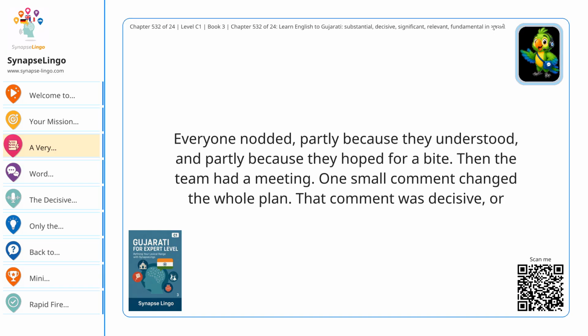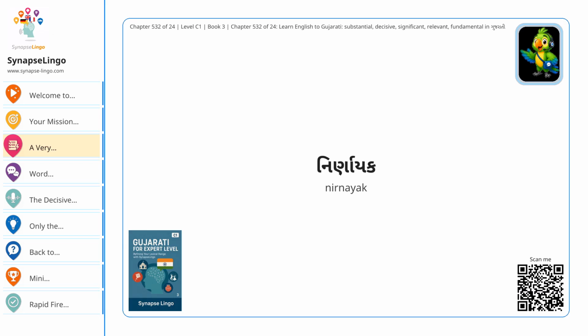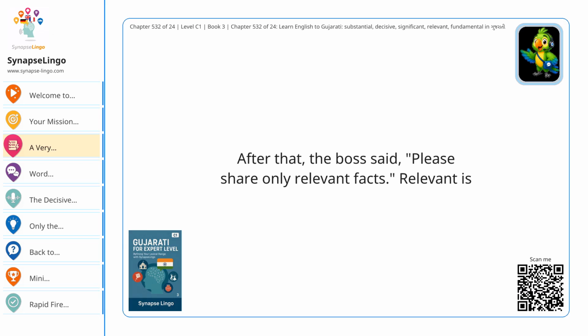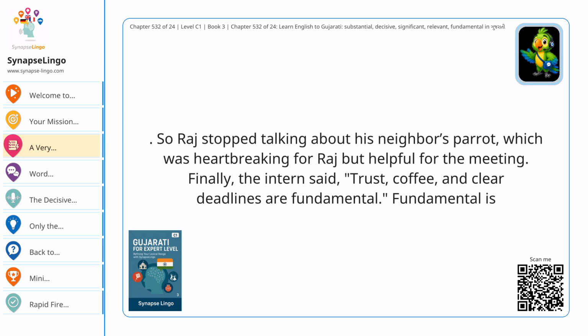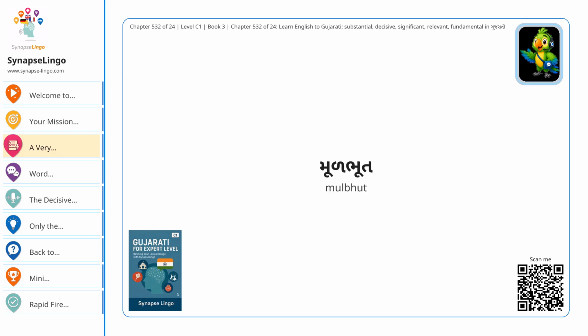Then the team had a meeting. One small comment changed the whole plan. That comment was decisive, or Nirnayak. After that, the boss said, "Please share only relevant facts." Relevant is Sambandhit. So Raj stopped talking about his neighbor's parrot, which was heartbreaking for Raj but helpful for the meeting. Finally, the intern said, "Trust, coffee, and clear deadlines are fundamental." Fundamental is Moolbhoot. Honestly, the intern was not wrong.